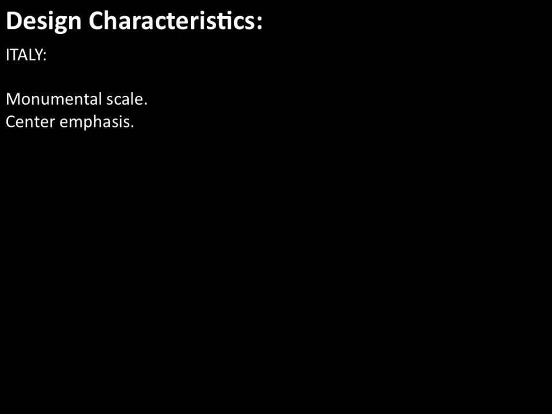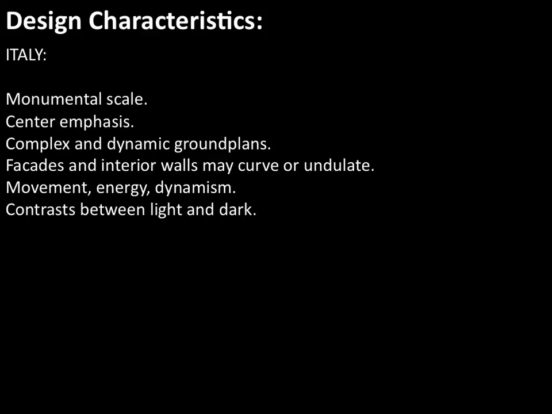So starting with the Italian look, if we're looking at the characteristics of the style, we're going to see things that are monumental in scale. We're going to see some massive structures, but all of them are going to have an emphasis on the center of the visual composition. But we are going to see some really dynamic ground plans. We're no longer stuck within a rectangle. And the facades and the interior walls may even curve or undulate like a snake, move back and forth. And all of this creates a sense of movement and energy that's a really dynamic style.